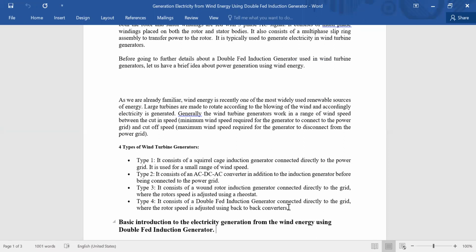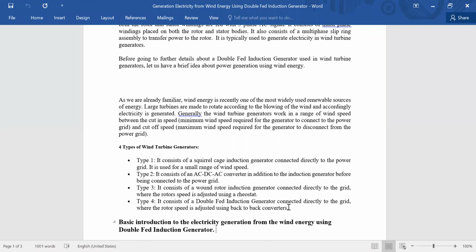So when we are talking about the four types of wind turbine generator: type 1, type 2, type 3, and type 4. Type 1 is the squirrel cage induction generator. There are two types of induction generator: either slip ring or squirrel cage. Type 1 is a squirrel cage induction generator connected directly to the power grid, and we are using it for a small range of wind speed.